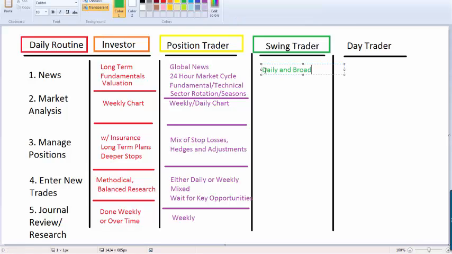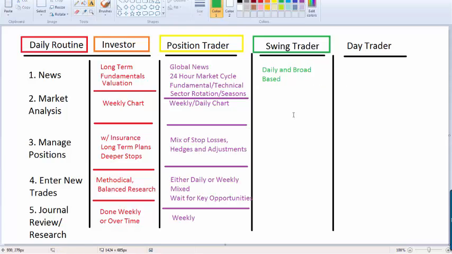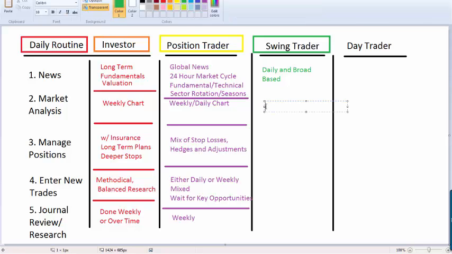Daily and broad-based. You look at everything in the news. You go through what is happening out there. We have to understand market posture. Market analysis is done on the daily and hourly chart. We manage positions daily and on pretty finite systems, or what we'll call defined systems.